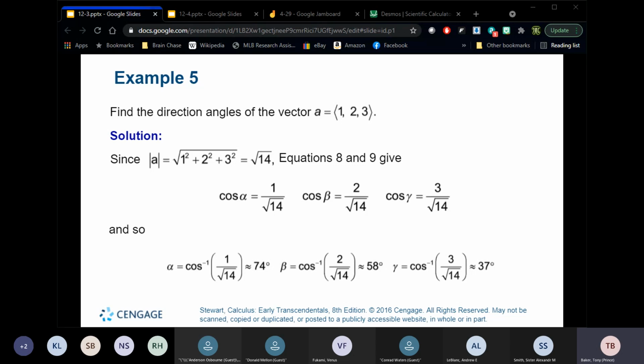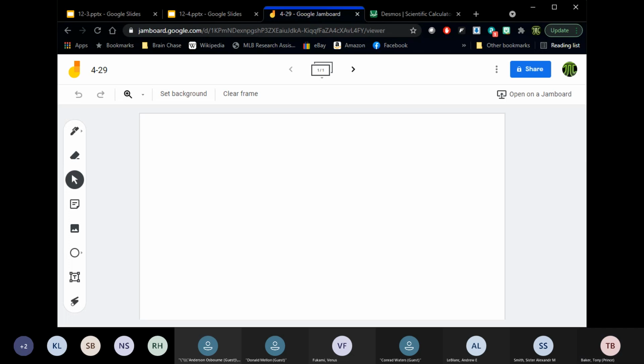All right. Let's do a couple examples. First thing I want you to find me is the dot product of these 2 vectors.